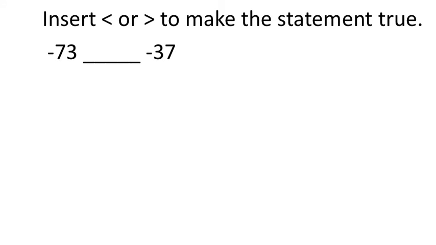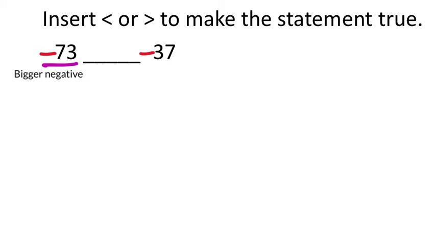All right, we've got to insert less than or greater than to make the statement true. No problem. It'll be interesting to note that both these values are negative. So, which one is the bigger negative? The negative 73 is a bigger negative, and that's important to understand there. Bigger negative, which means that it's less than.